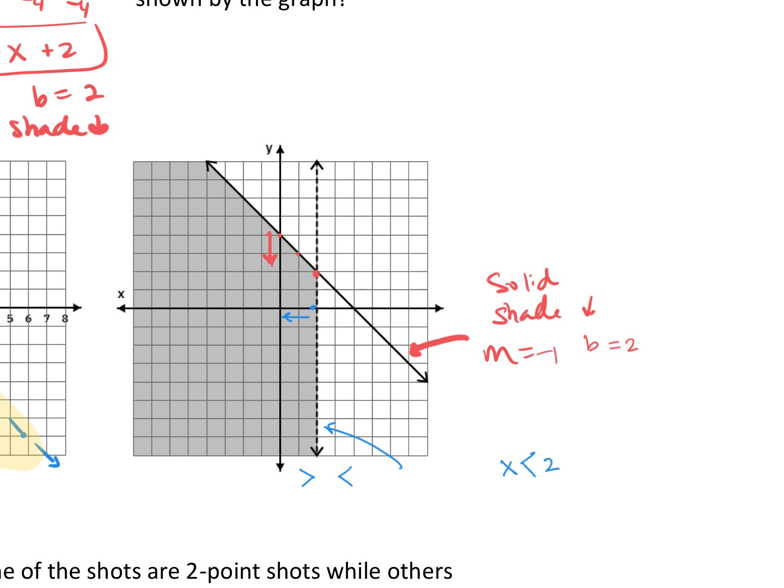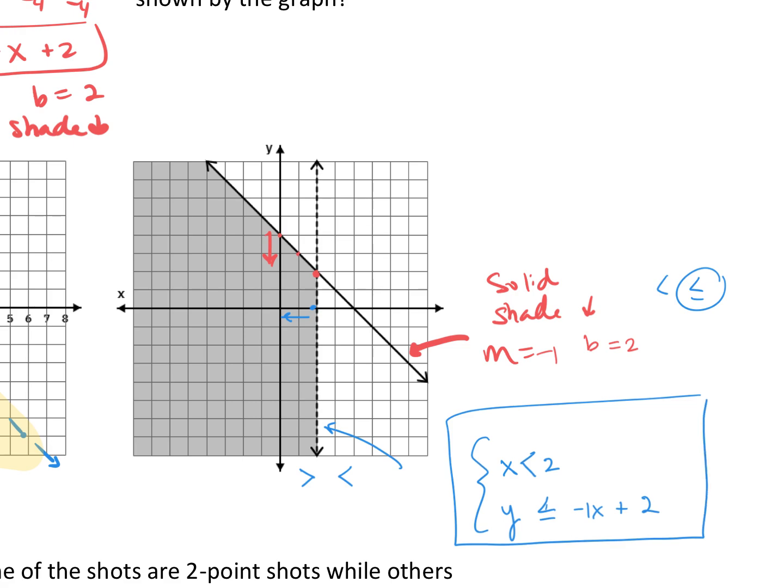All right, now let's get the inequality for the solid line. So we'll just do y equals mx plus b. So y, I'm going to leave a space for the inequality, but mx, so -1x plus 2. Now for the solid line, we did shade below, so it's going to be a less than or equal to. And it's a solid line, so that's our less than or equal to. Throw a little bracket off to the side, and this is our system of inequalities.